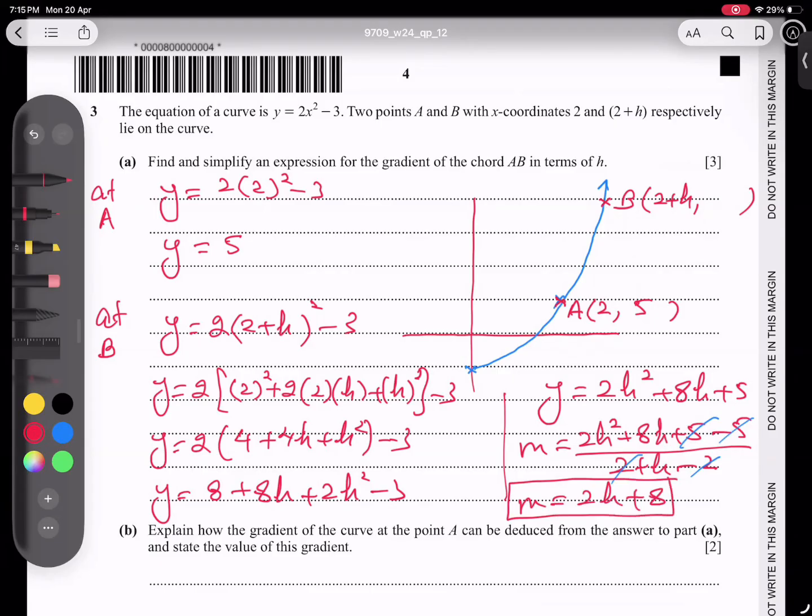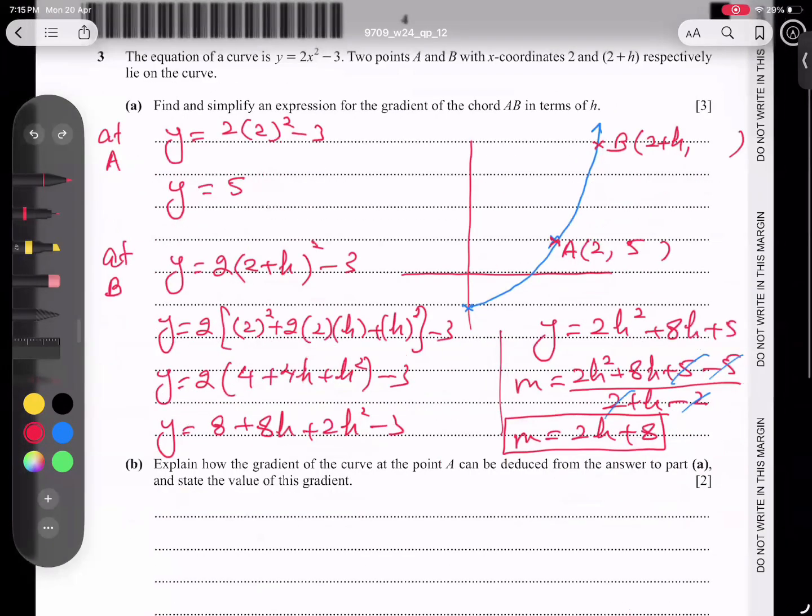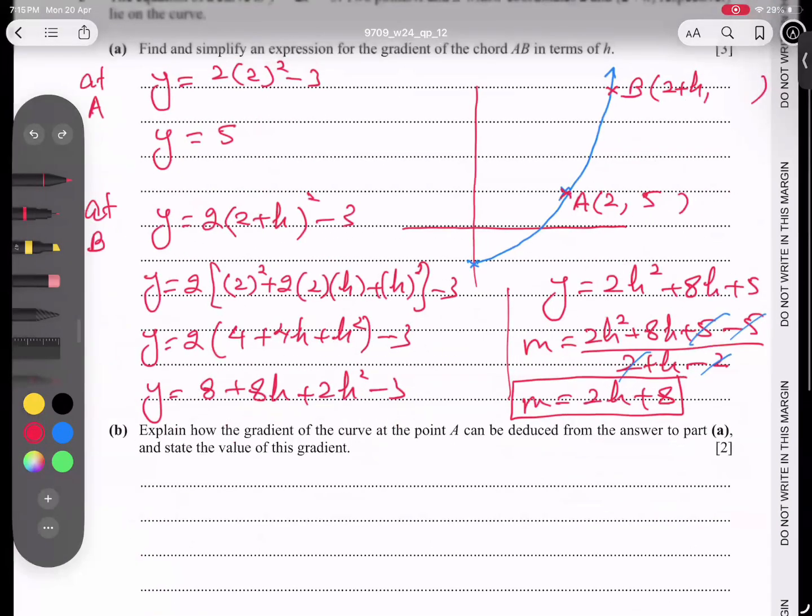But the next part is very interesting. This kind of question has come up in exam papers the last 2 or 3 times. He's saying: explain how the gradient of the curve at point A is deduced from the answer of part A, which means from here, and state the value of this gradient. First of all, I'll give you an idea so you can understand.